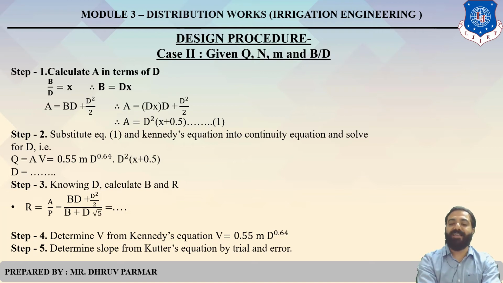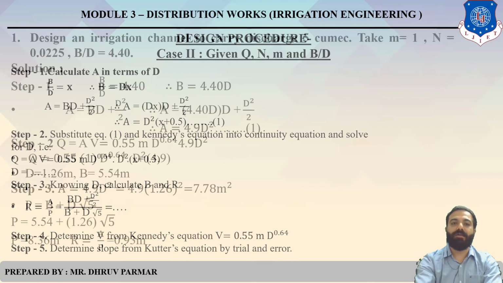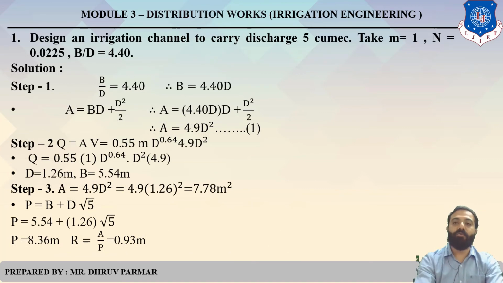And the next step: determine the slope from Cutter's equation by trial and error method. Clear? So this is the design procedure of case 2 when the B by D ratio is given. Now here is an example so you can understand the design procedure. The value of discharge is given as 5 cubic meters per second, m equals 1, n equals 0.225, which is given. Clear?